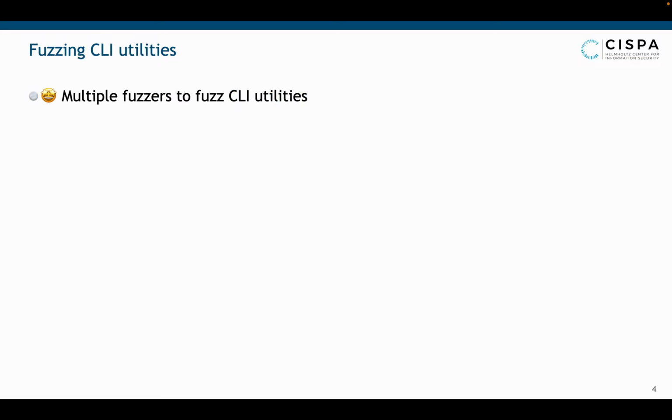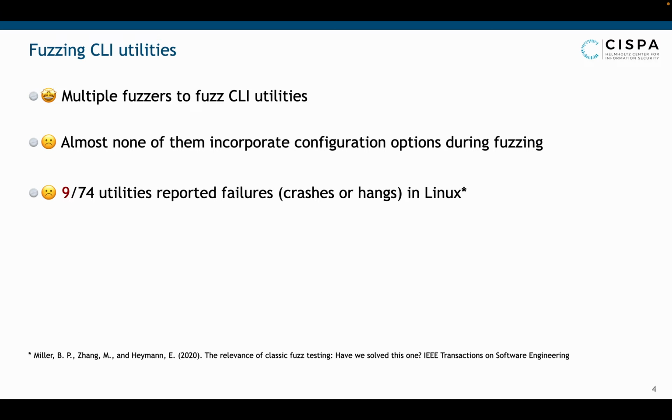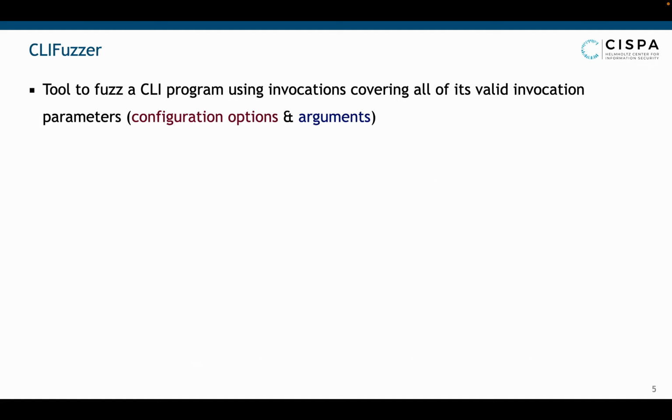There are multiple fuzzers available to fuzz CLI utilities. However, almost none of them incorporate options during the fuzzing process, and multiple recent studies have shown that failures still exist in these utilities. This motivates us to fuzz these utilities even more rigorously by also incorporating options into the fuzzing process. We present CLIFuzzer, a tool that fuzzes CLI programs using invocations covering all of its valid invocation parameters.